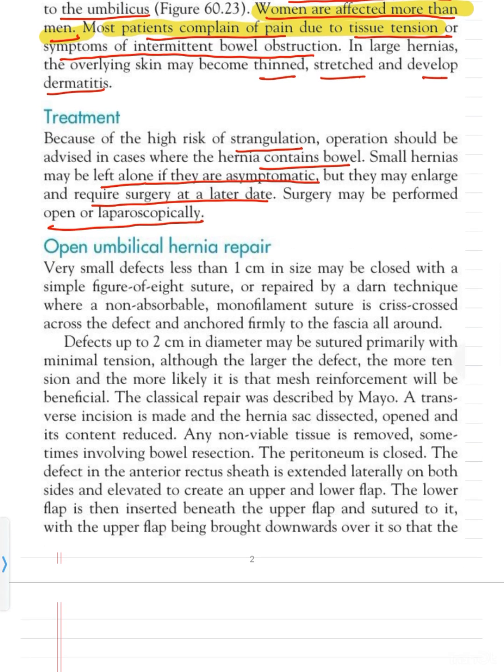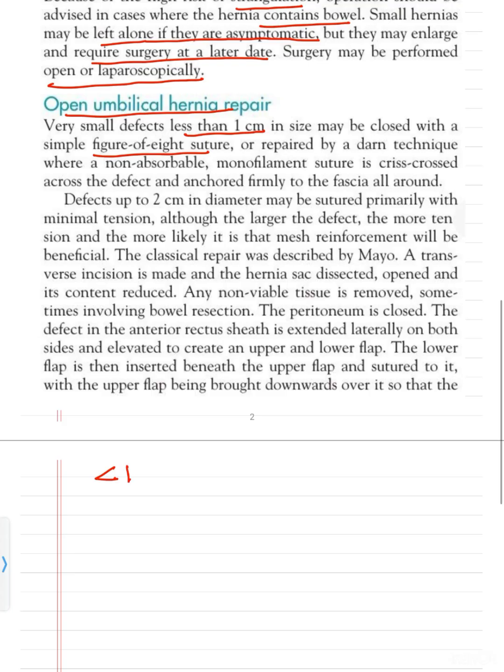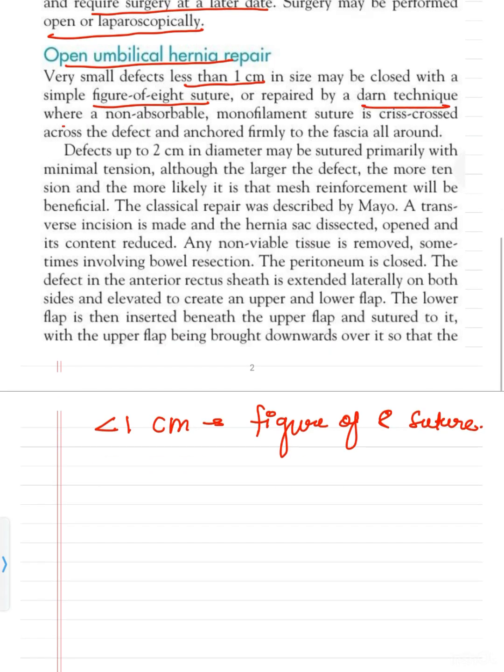So coming to the last option, open umbilical hernia repair. The defects which are less than 1 centimeter may be closed with a simple figure of 8 suture. So if the defect is less than 1 centimeter, the treatment will be figure of 8 suture, or repaired by a Dahn technique where a non-absorbable monofilament suture is crisscrossed across the defect and anchored firmly to the fascia all around. So it can be repaired by the Dahn technique.